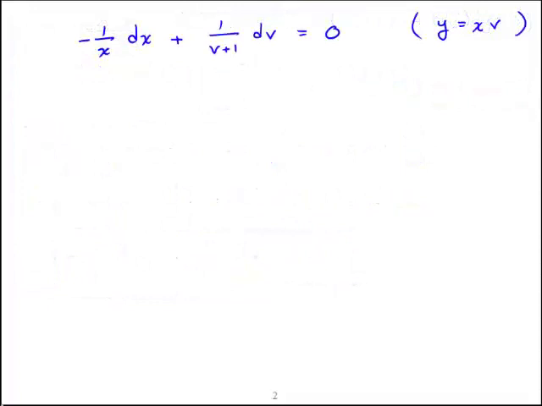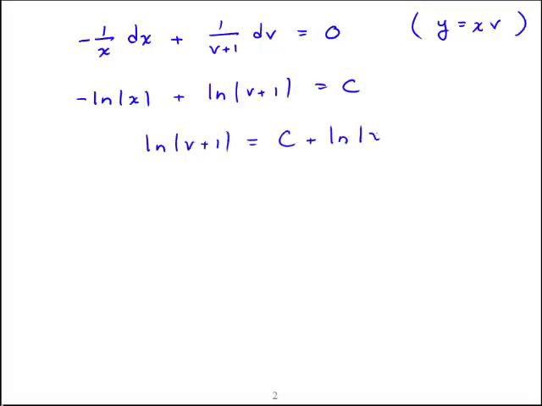So we'll clear the screen. Now we solve the differential equation. To do so, we have to integrate each of the three terms listed in this equation, and easily this would be negative natural log of the absolute value of x plus natural log of the absolute value of v plus 1 equals some constant c. Now if we want to solve for the function v, this would give us the natural log of the absolute value of v plus 1 is equal to c plus the natural log of the absolute value of x.